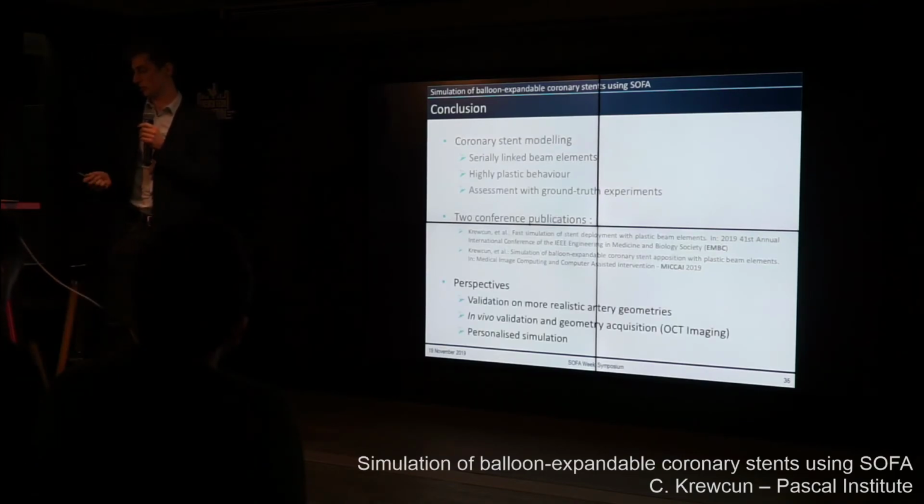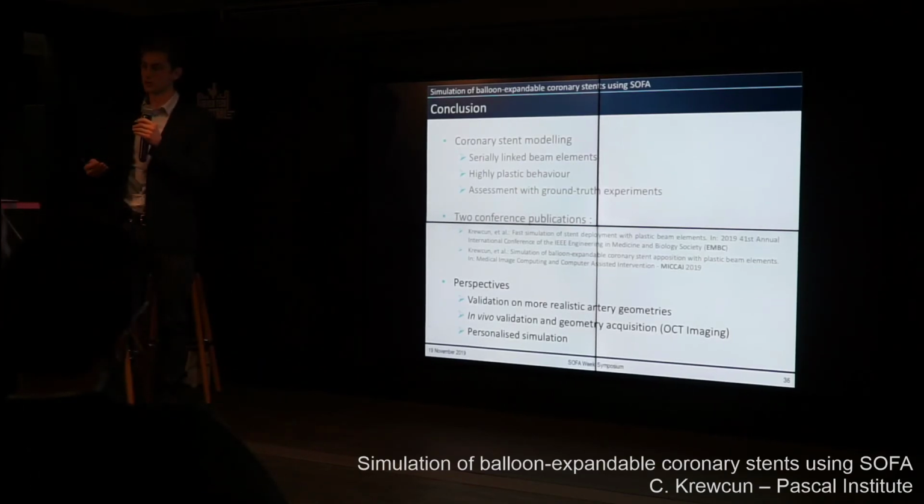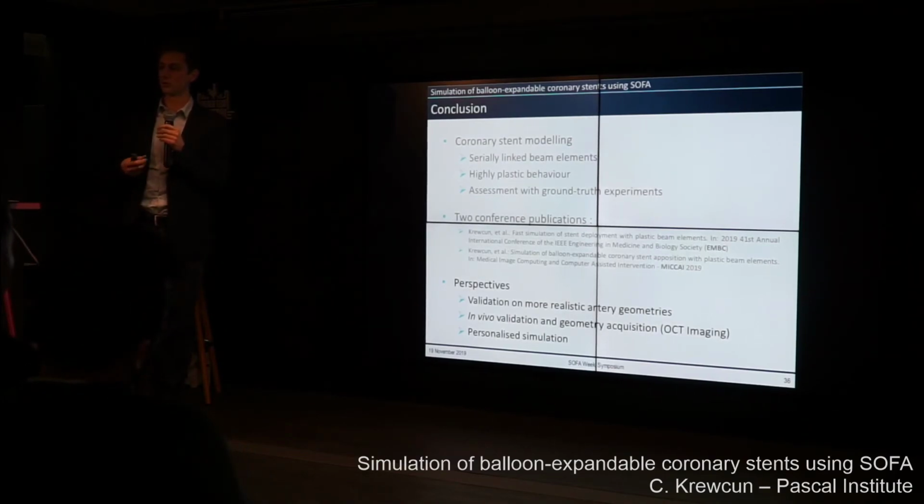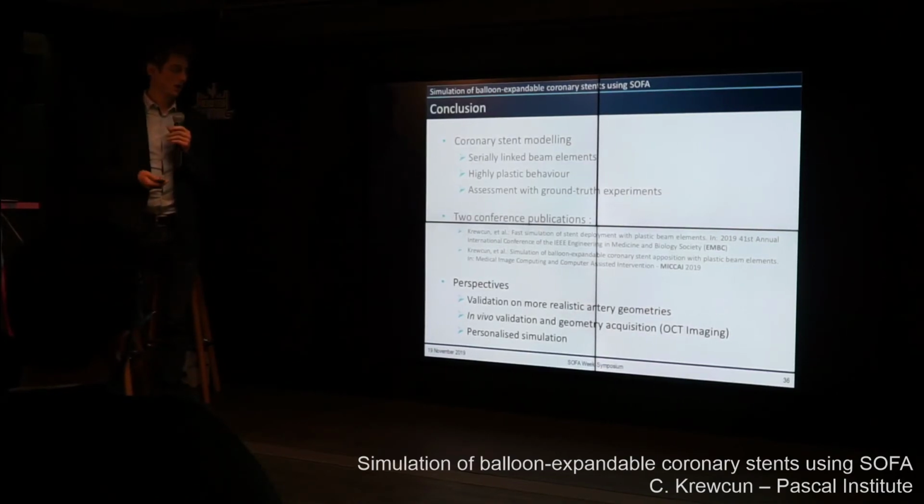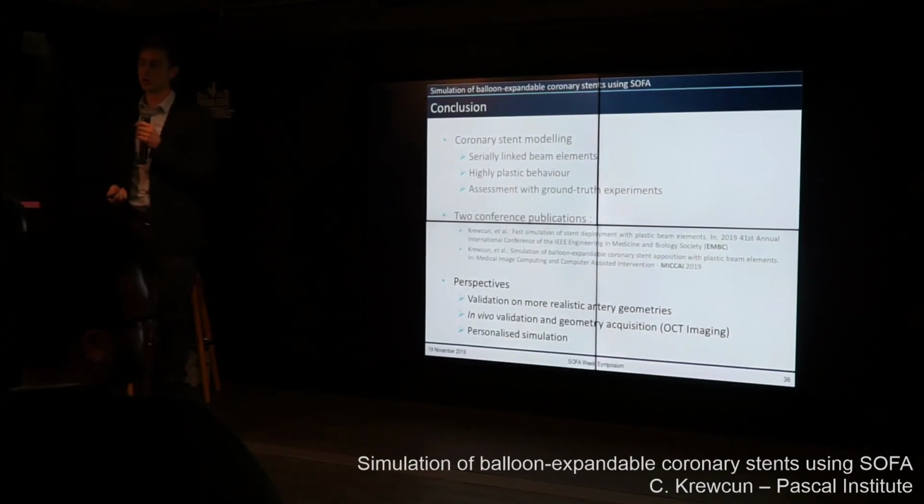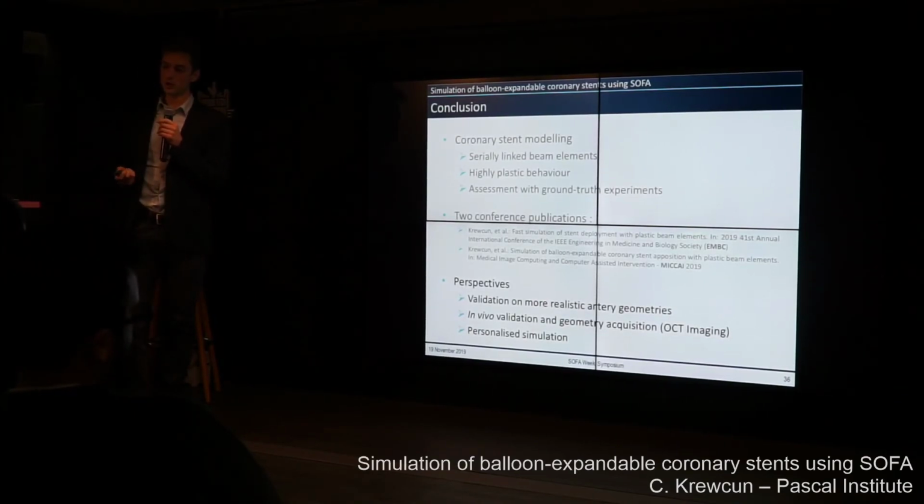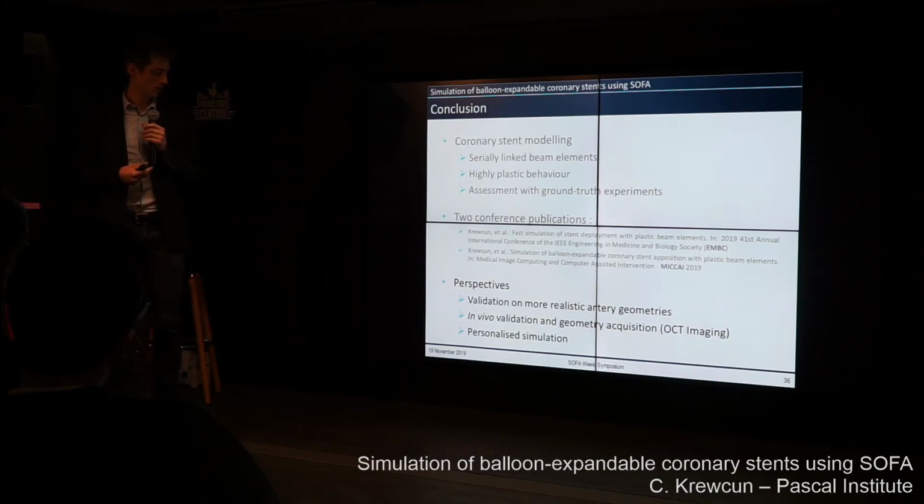To finish, currently we are working on 2 main things. What we are doing at the moment is the generalization of the experiments to more realistic curved artery geometries. And the very long-term goal would be to use endovascular OCT images to retrieve personalized artery geometries and use them directly in the simulation to actually perform patient-specific simulation.